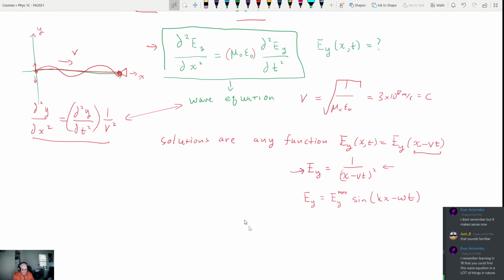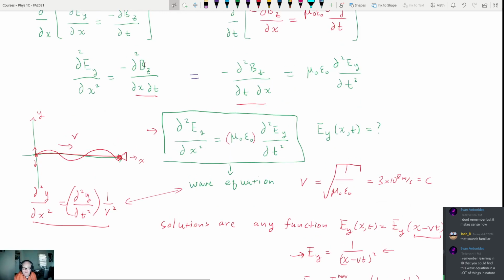Oh, and I don't know if it goes without saying, probably doesn't. We found this equation by taking the derivative of both of the sides to make it so that we eliminated Bz. It turns out that you can get the exact same equation for Bz. So the magnetic fields and the electric fields both satisfy this wave equation.